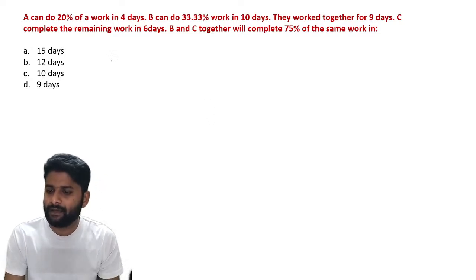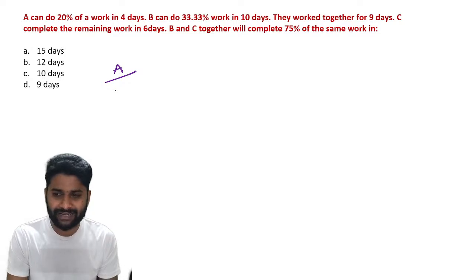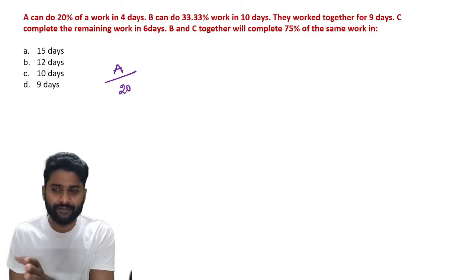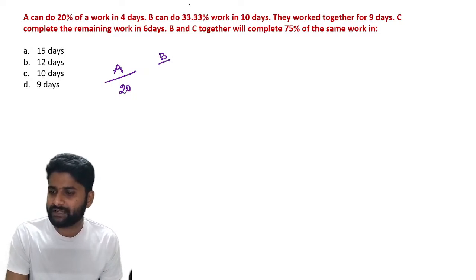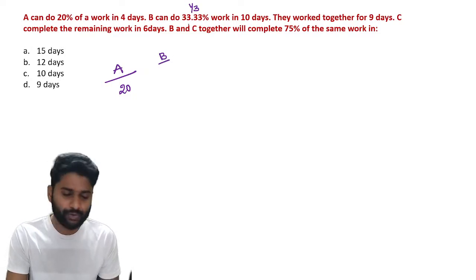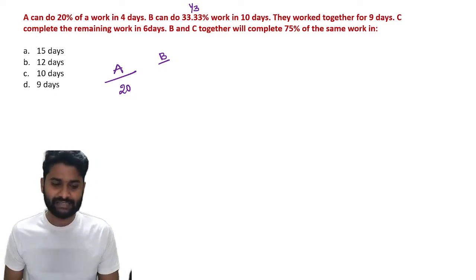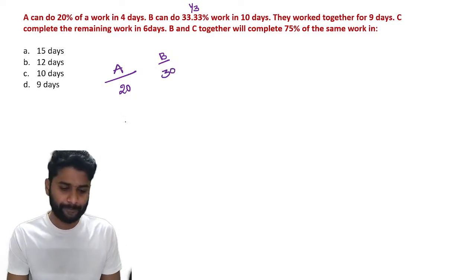Now see, if A takes 20% of work in 4 days, it means 100% of work takes exactly 20 days. 20% means 1 by 5, so 1/5 of work in 4 days, then full work is 20 days. So B finishes 33.33%. The fraction value of 33.33 is 1 by 3. So 1/3 of work B takes exactly 10 days. For full work, it takes exactly 30 days.